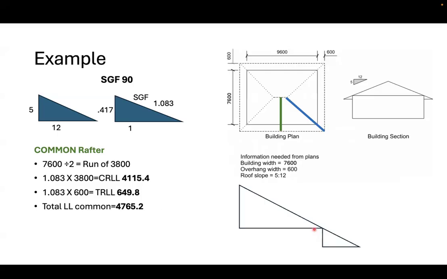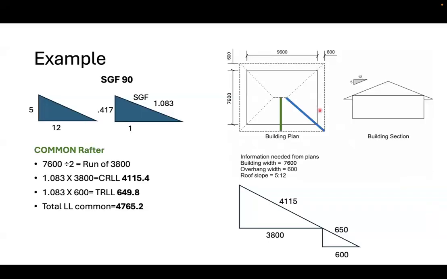Again, I would always draw these triangles because they're helpful, and as carpenters, we're very visual people, and it just helps keep things straight. So 3,800 for the run, 600 for the tail projection, multiply, and we come up with our numbers. So that deals with the common rafter.